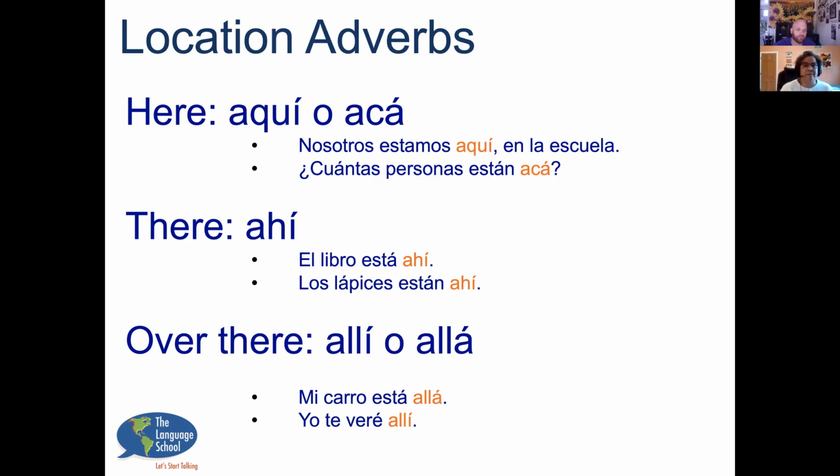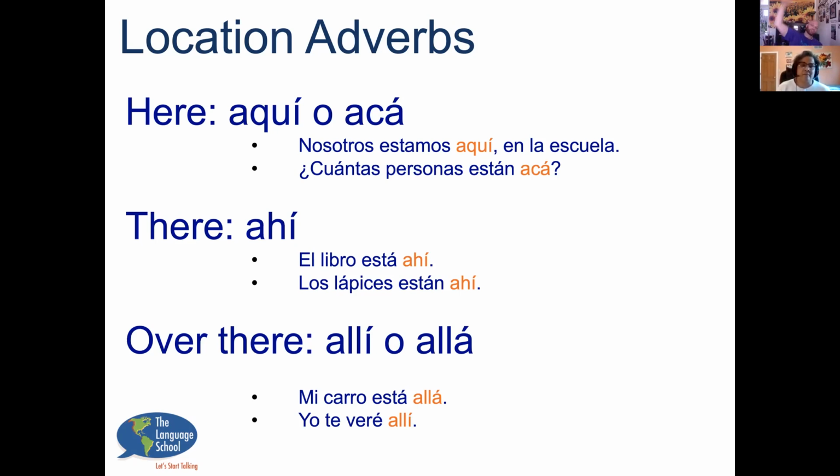To say there, where maybe it's still inside the same room that you're in and just not immediately something that you can touch with your hands, you could say ahí, right? El libro está ahí. The book is there. Los lápices están ahí. The pencils are there, like on the table.